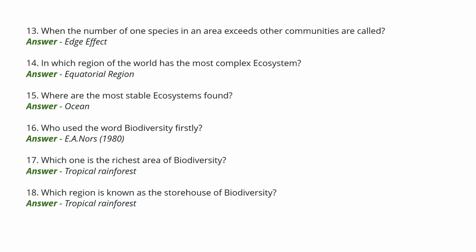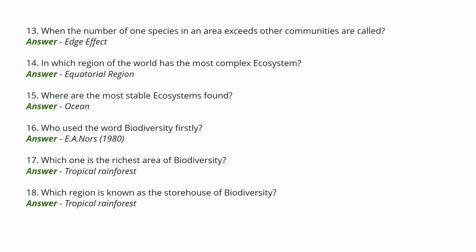Next one, where are the most stable ecosystems found? The correct answer is ocean. Ocean has the most stable ecosystem. Next question, who used the word biodiversity first? The correct answer is E.A. Norse, who in 1980 used the word biodiversity for the first time. Next question: which one is the richest area of biodiversity? The correct answer is tropical rainforest.